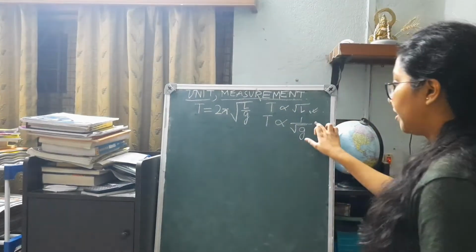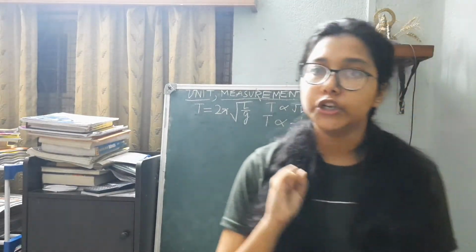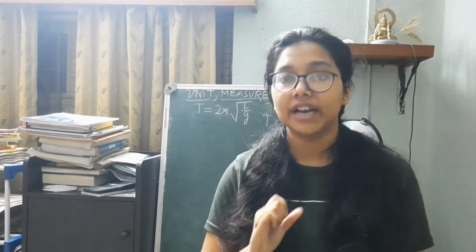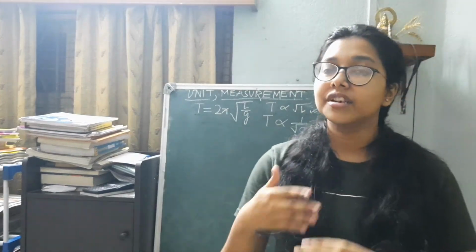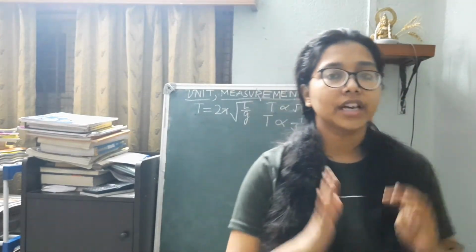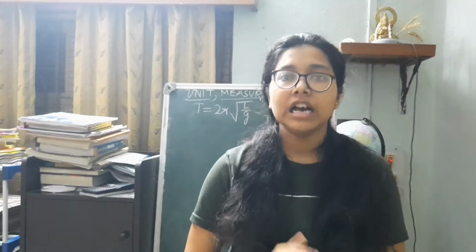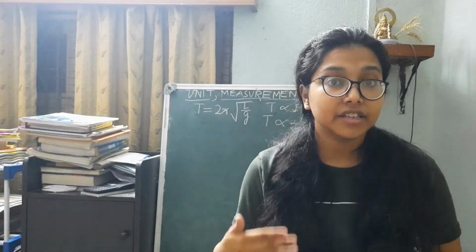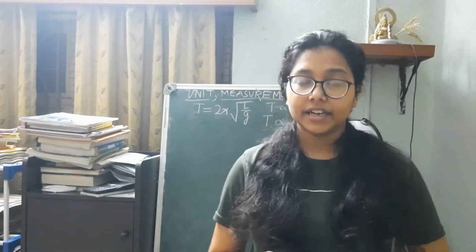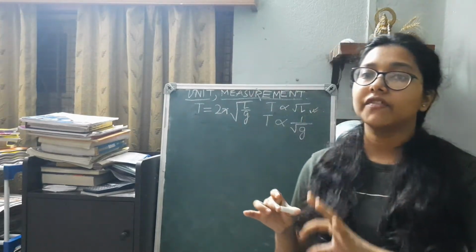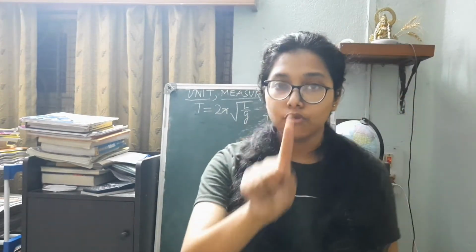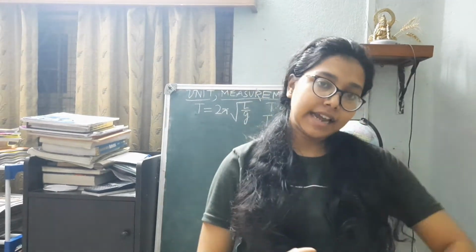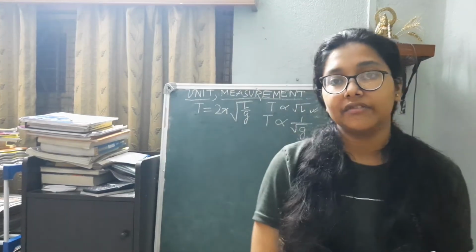Now the next part is T is inversely proportional to root under G. It is inversely proportional to the acceleration due to gravity. We know that acceleration due to gravity has a constant value. We consider the constant value of 9.8 meter per second square, but in general acceleration due to gravity varies from place to place, isn't it? So based on that, if the acceleration due to gravity at a place is more, time period will become less, and if the acceleration due to gravity is less, time period will become more because they are inversely proportional to each other.